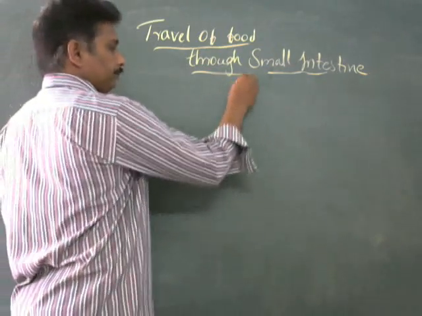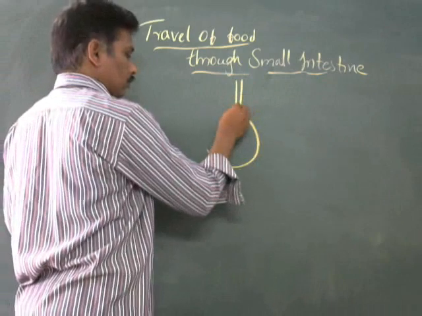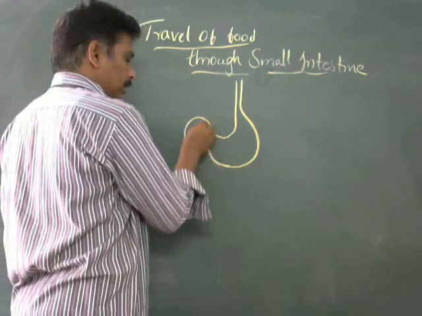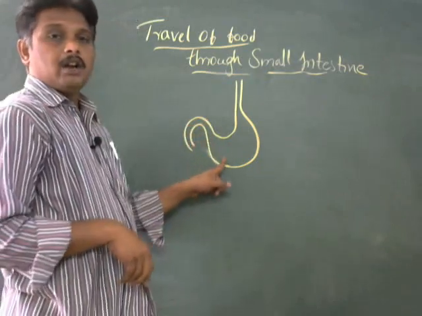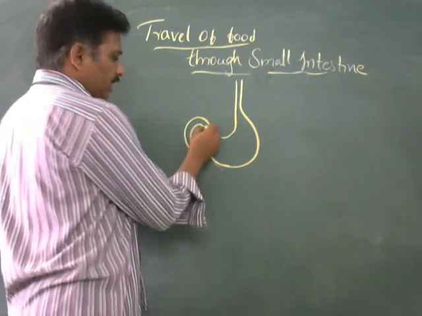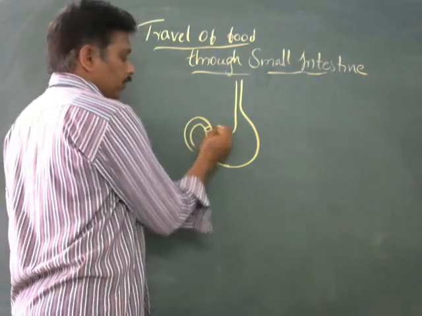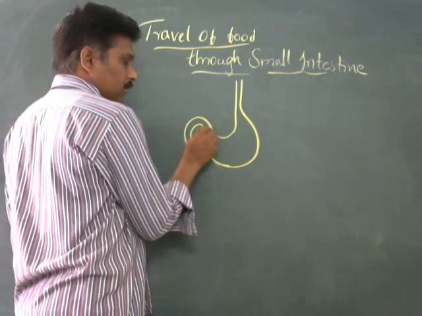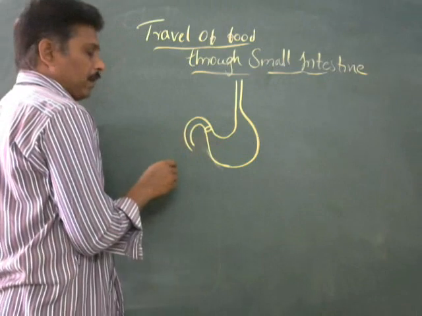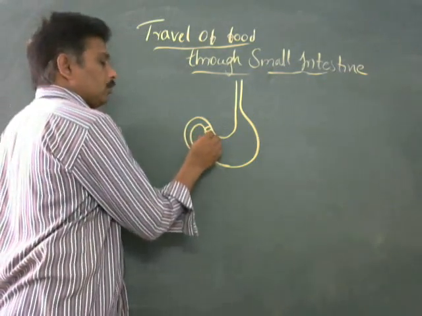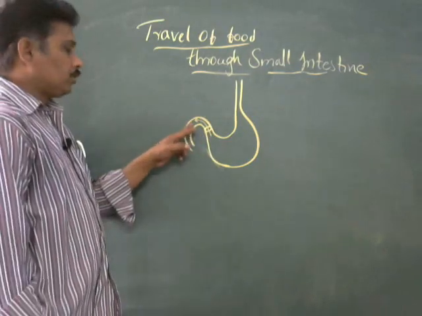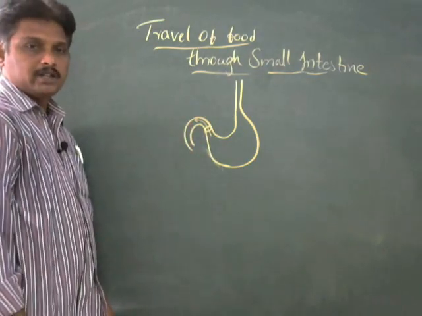That chyme is acidic in nature. Chyme is acidic because it is mixed with gastric juice, that is HCl. With the relaxation of the pyloric sphincter, the acidic chyme gradually enters the small intestine in smaller amounts.